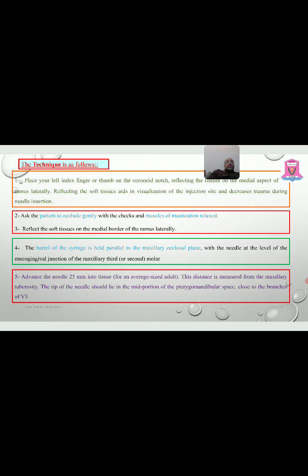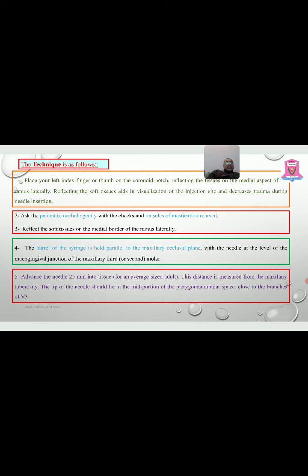Ask the patient to occlude gently. On the contrary here, you ask the patient to close his mouth a little. Ask the patient to occlude gently with the cheeks and muscles of mastication relaxed. Reflect the soft tissue on the medial border of the ramus laterally.